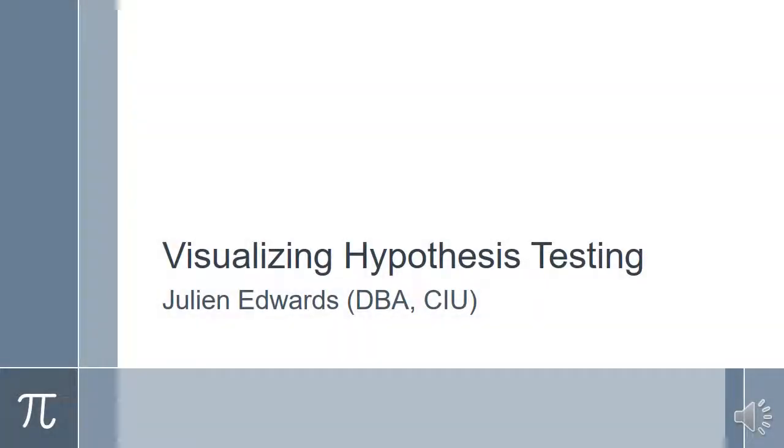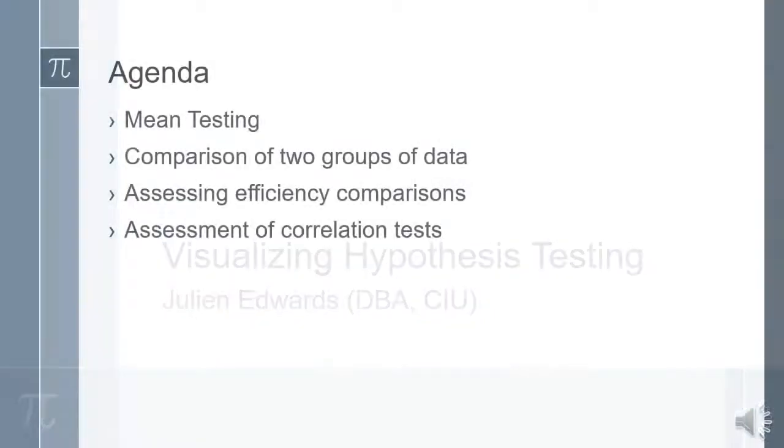My name is Julien Edwards and I am a DBA student at the California Intercontinental University. Today we will be looking at visualizing hypothesis testing. And we will be discussing four main objectives. Firstly, we will be looking at mean testing, followed by comparison of two groups of data. Thirdly, we will look at assessing efficiency comparisons, and then lastly, the assessment of correlation tests.